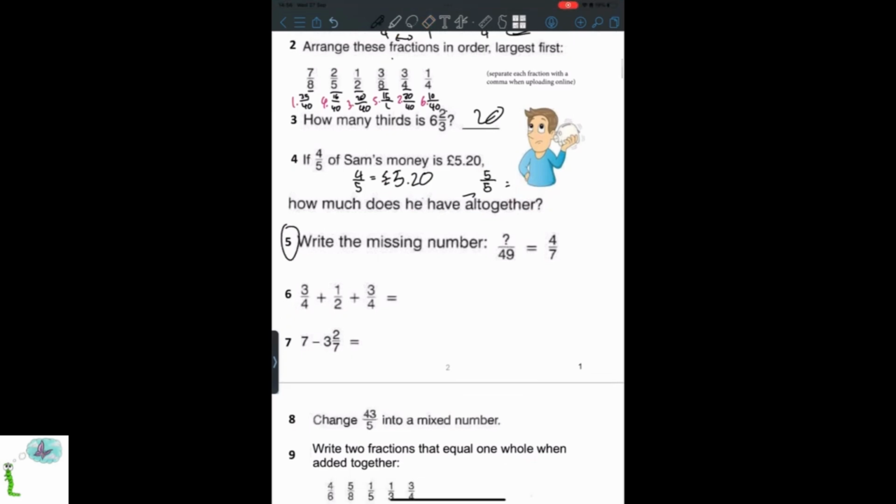Question 5. Write the missing number. We have to figure out what the top number is going to be. And all you have to do, if there's an equal sign, it means whatever's being done to the bottom is going to happen to the top as well. So to get from 7 to 49, we're timesing by 7. So we're going to do the exact same to the top to find this number, which will be times by 7. So the answer is going to be 4 times 7, which is 28.